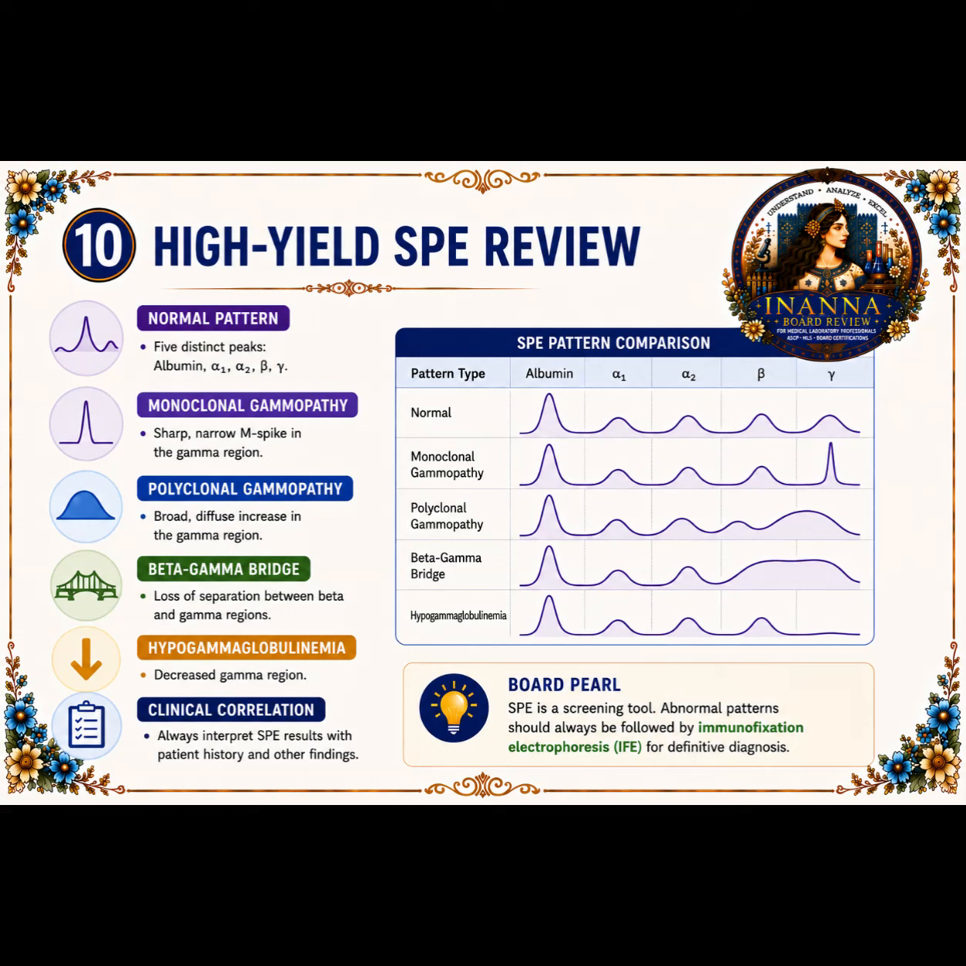High-yield SPE review. Let's quickly review the major patterns. Normal SPE shows 5 distinct fractions. A narrow M spike suggests monoclonal gammopathy. A broad gamma increase suggests polyclonal gammopathy. A beta-gamma bridge suggests chronic liver disease. A decreased gamma region suggests immunodeficiency or protein loss. SPE is a screening tool, and abnormal patterns are confirmed with immunofixation when needed.